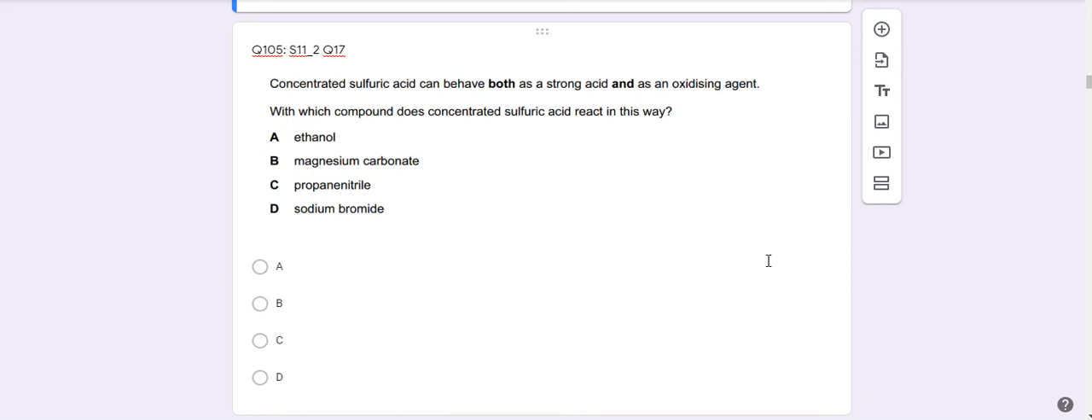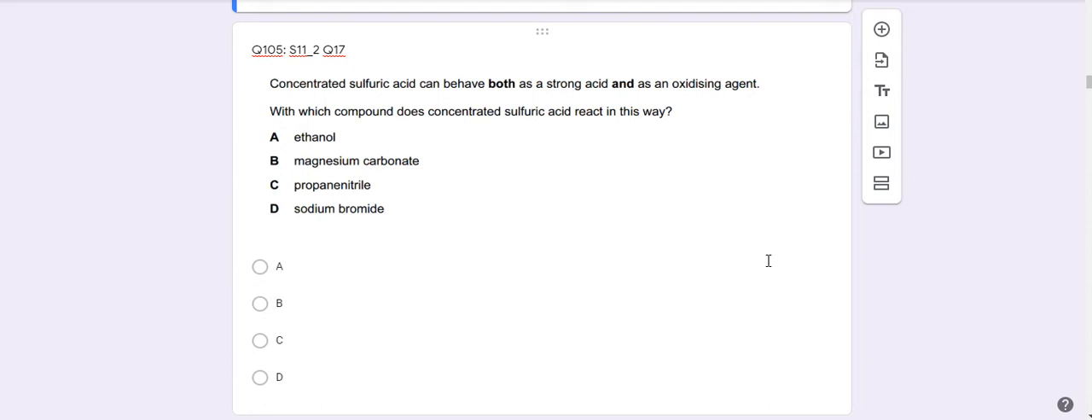This is chapter 17, question 105. Now, this is a question that combines a lot of chapters together. It is very common in Cambridge A levels exams that they want you to know how to relate the concepts in a few chapters together. Now, they are talking about concentrated sulfuric acid here.